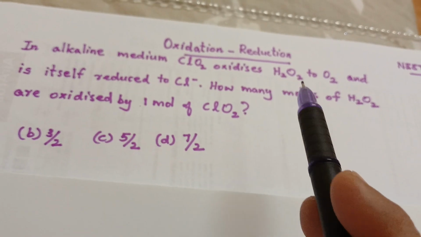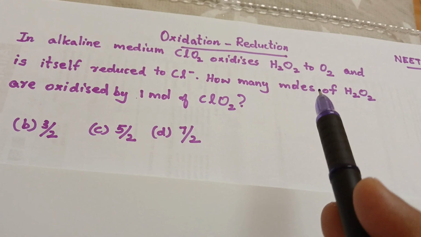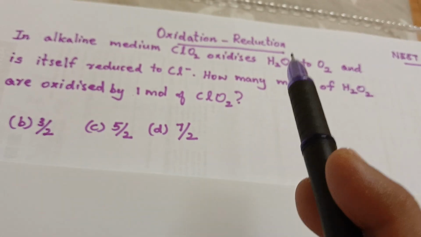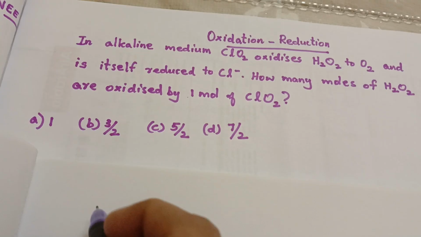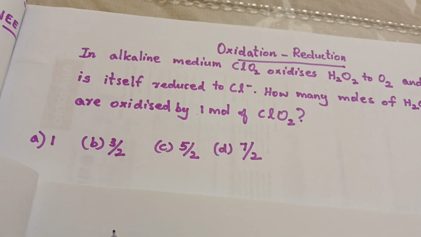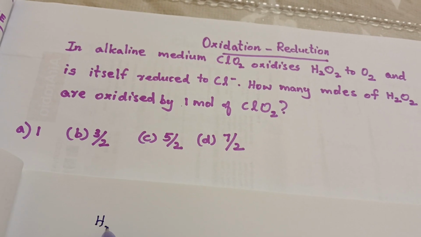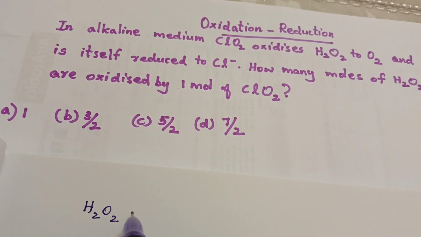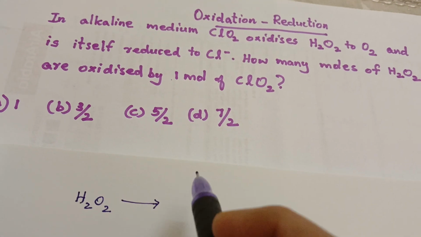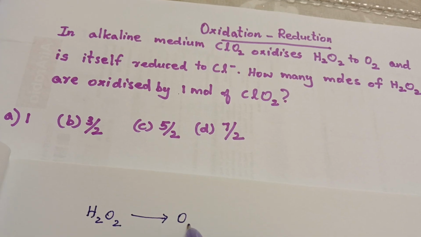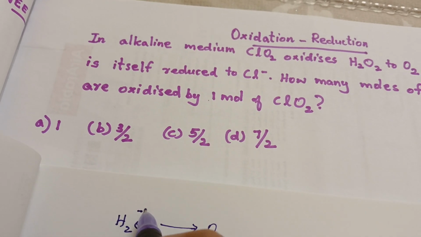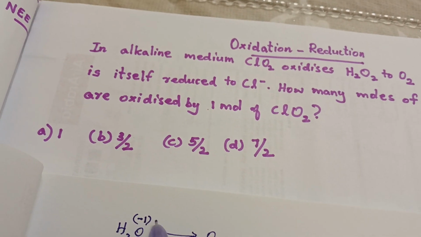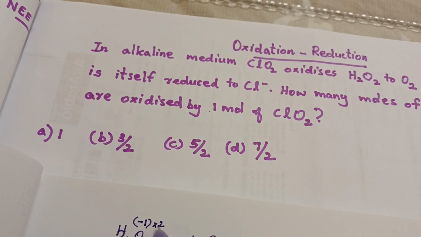Read it as hydrogen peroxide only, H2O2, so that you will remember that oxygen is having -1 oxidation state in hydrogen peroxide. Let us write the reaction. H2O2, that is hydrogen peroxide, is getting oxidized to oxygen. Oxygen is having -1 oxidation state in hydrogen peroxide. There are two of them.